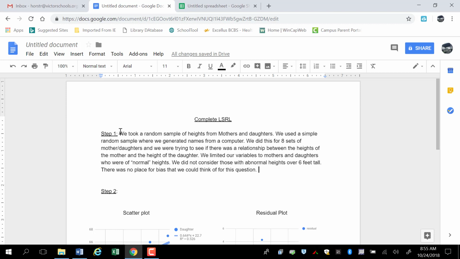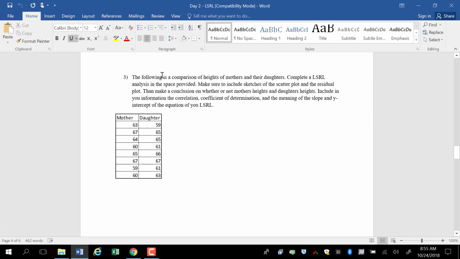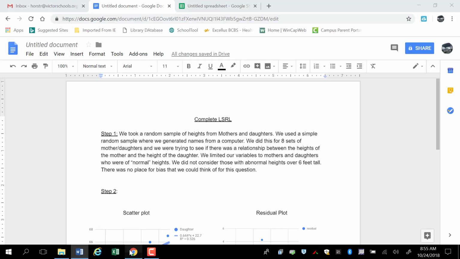So for step 1, we need to talk about randomness, variables, and biases. For this one, I did not tell you. If you go back to this problem, there's nowhere in this problem where I said, here's how we got the mother and daughter height. So you're going to have to make that up. Let's assume that we made it up in a proper way. So we took a random sample. We used a simple random sample to generate names from a computer, which is a sampling method.